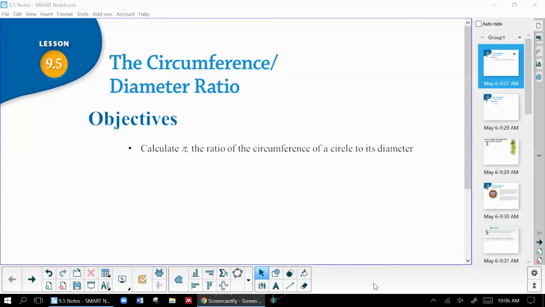Okay, so today we're going to be talking about the circumference to diameter ratio of a circle. Now you can see, hopefully, that means we're going to be calculating pi, the ratio of the circumference of a circle to its diameter. One thing I really want you to keep in mind is that it's not so much that people discovered the formula for the circumference of a circle, it's that they discovered that the ratio between a circle's circumference, its distance around the circle, and its diameter was always the same thing, and this number they called pi.